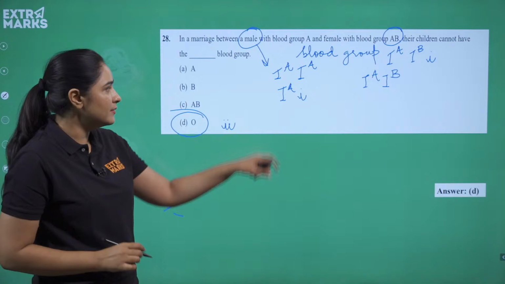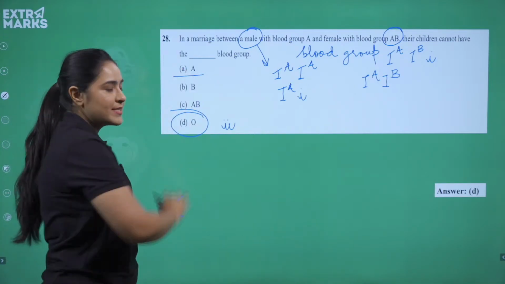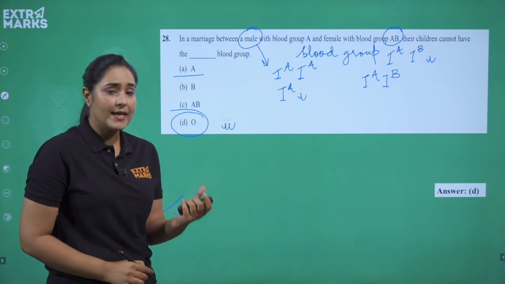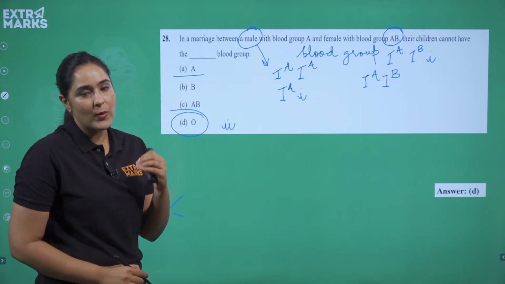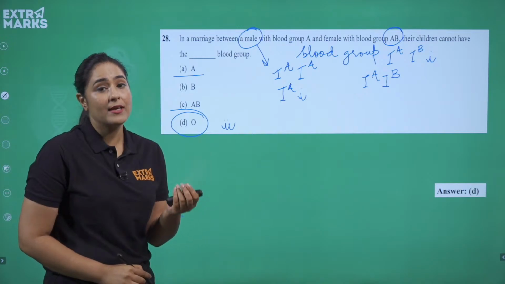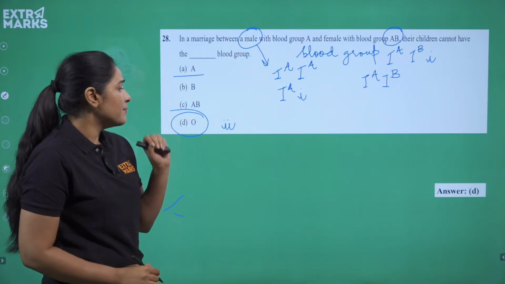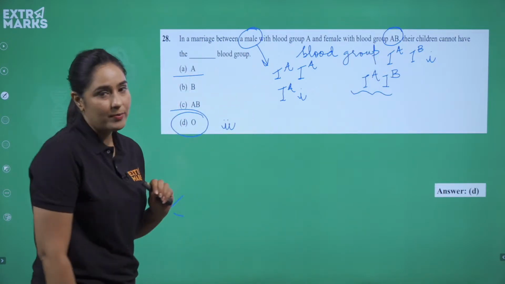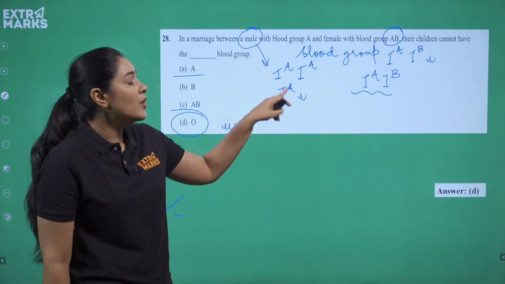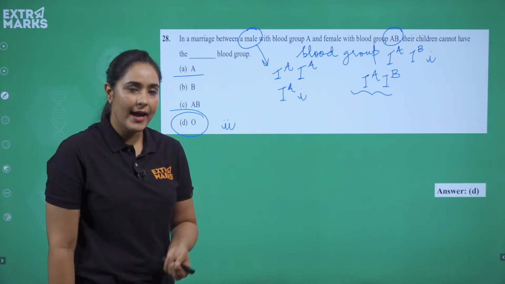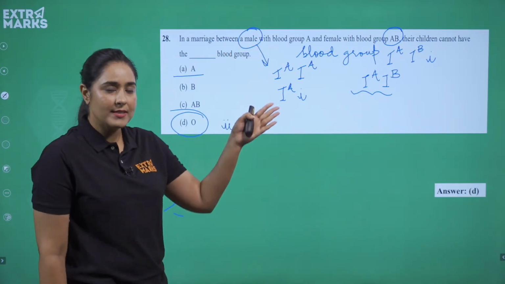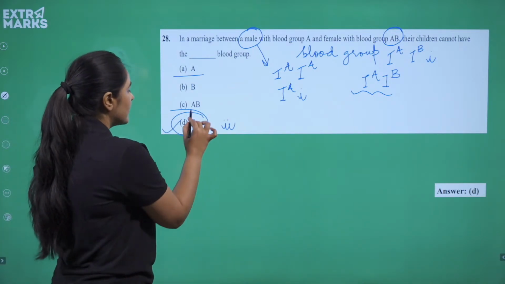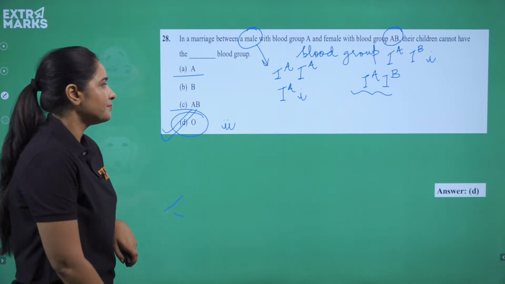Is it possible? A is possible, obviously, when we have IAIA or IAi. B is possible when we have IB and small i. AB is also possible with this combination. But O cannot be possible, as we have only one allele, that is small i, in case of blood group A. So we have the correct option here, D.